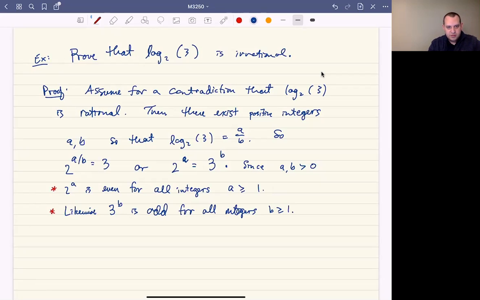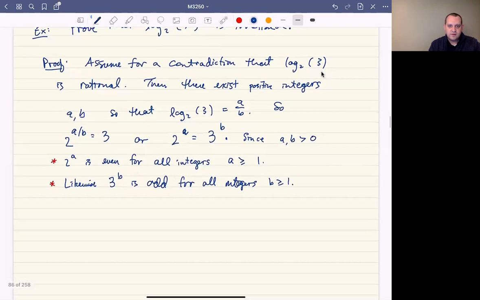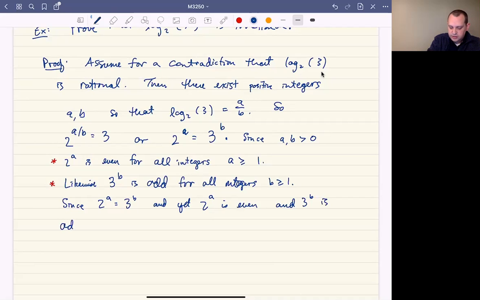So given that, what's our contradiction? Well, the contradiction is that you can't have a number be both even and odd, right? So even and odd numbers have different forms. So since 2 to the a equals 3 to the b, and yet 2 to the a, just to be consistent with myself, is even, and 3 to the b is odd, there's our contradiction. Okay, so the contradiction is that they can't really be equal. If one's even, one's odd, they can't be equal. So we have a contradiction.